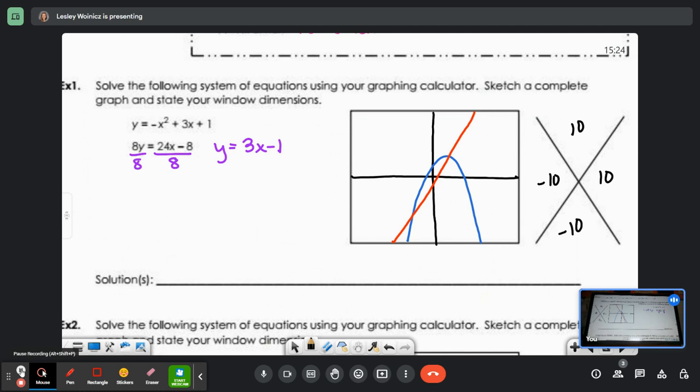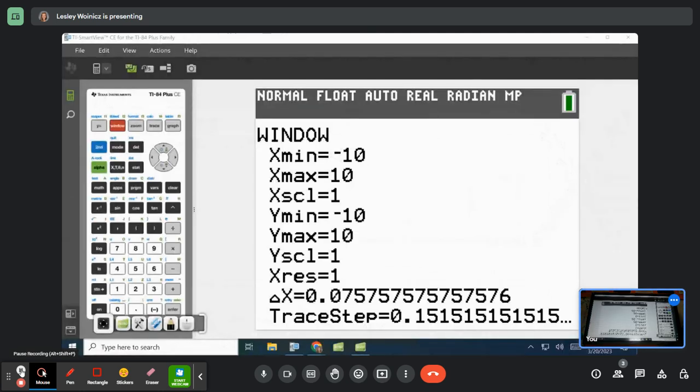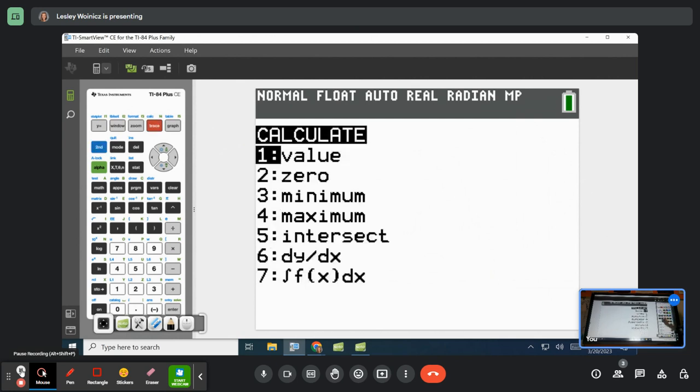Okay, now we're gonna do our calculator steps. You ready? Okay. On my calculator, I'm gonna go to second trace to the calculate menu. Instead of picking zeros or max or min, I'm gonna pick number 5, intersect.